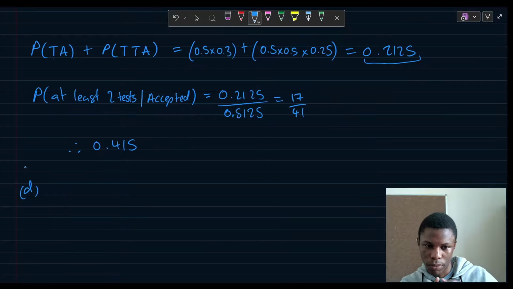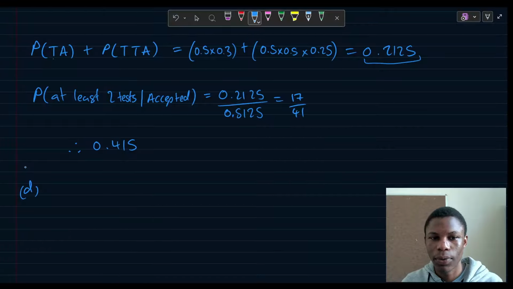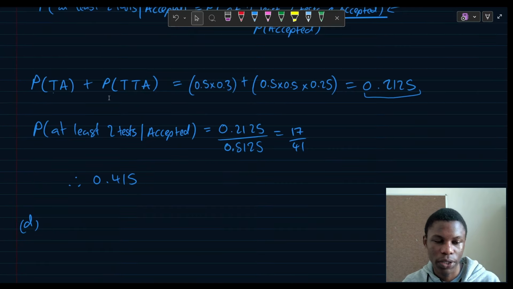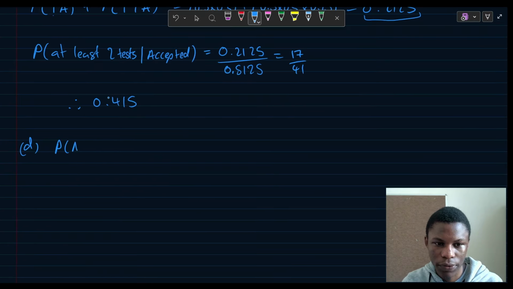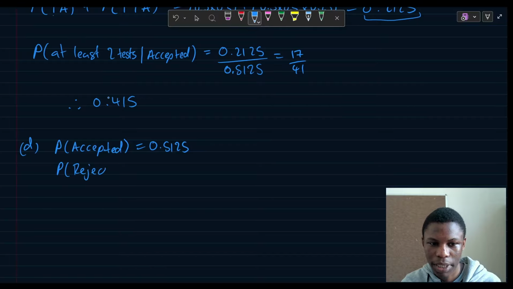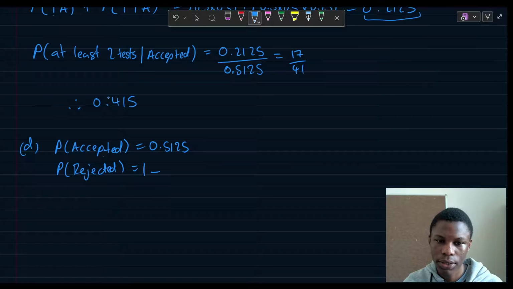Let's just focus on one student for now. We want the probability that one student is rejected. We know that the probability of a single student being accepted is 0.5125. If you're not accepted, then you must be rejected, right? So the probability of rejected has to be 1 minus this, because the probability of accepted plus rejected should add up to 1. So this has to be 1 minus 0.5125.